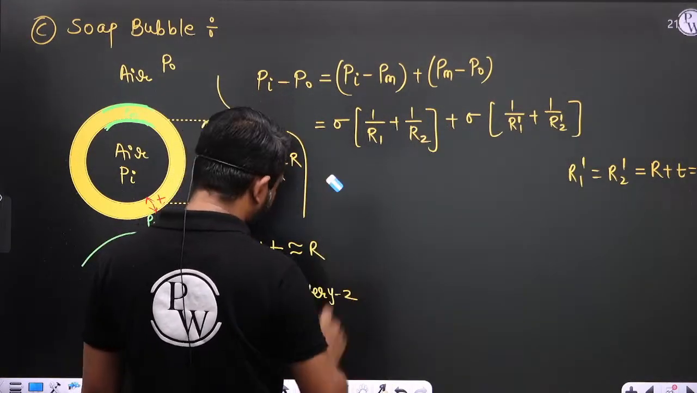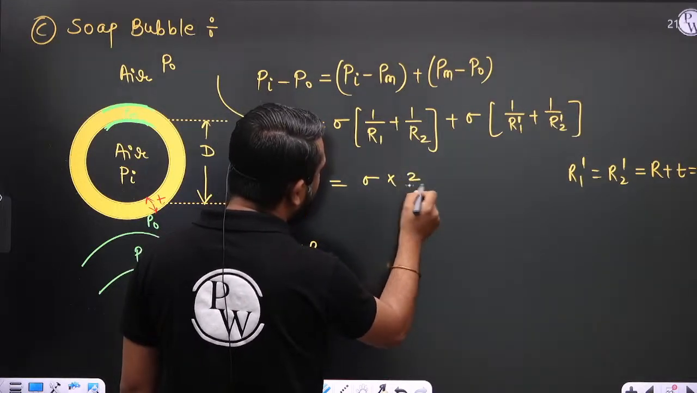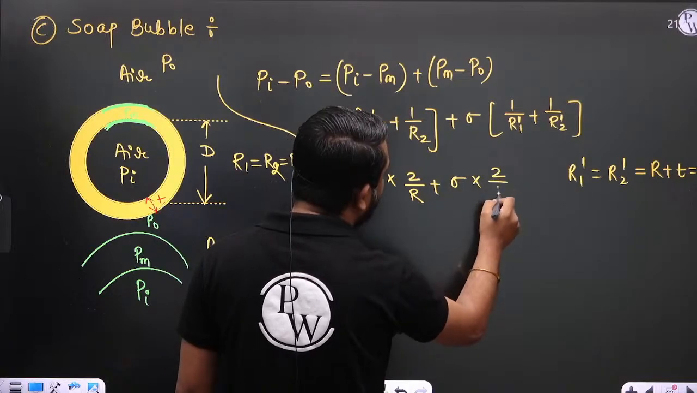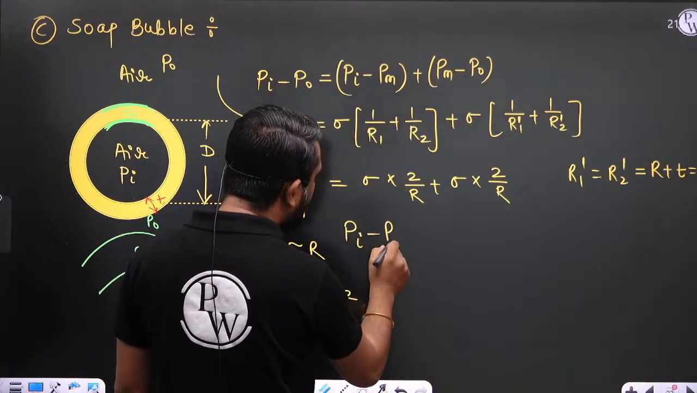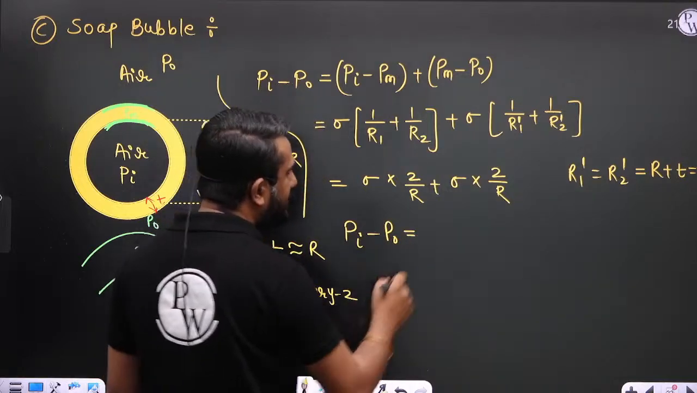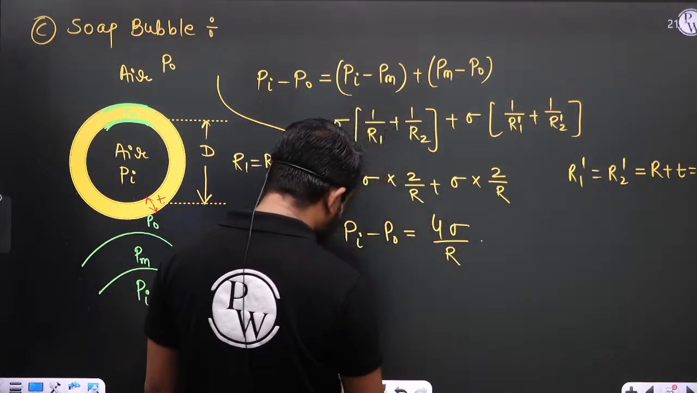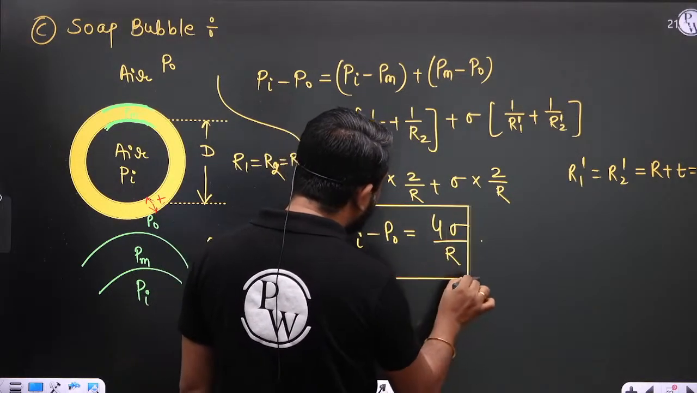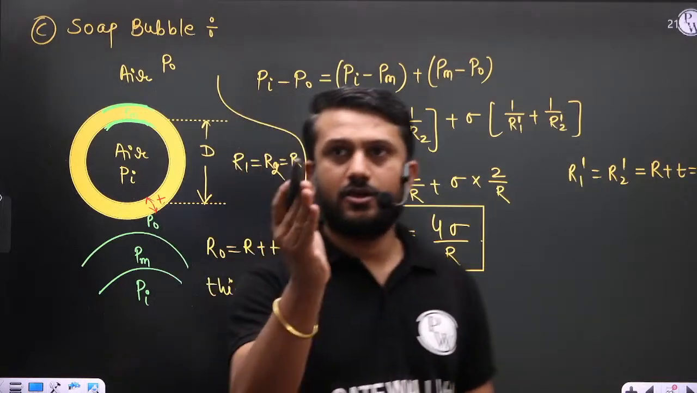See, this is sigma into 2 by R plus sigma into 2 by R, right? So ultimately Pi minus P naught is equal to 4 sigma by R. So in case of the soap bubble, this is the pressure difference, this is the Pi minus P naught.